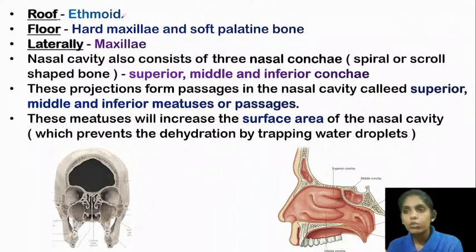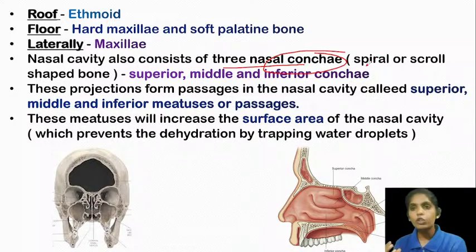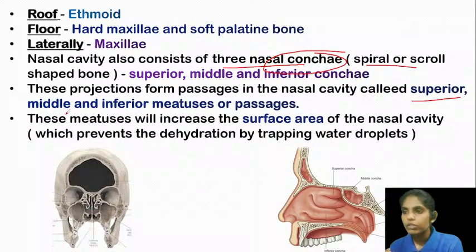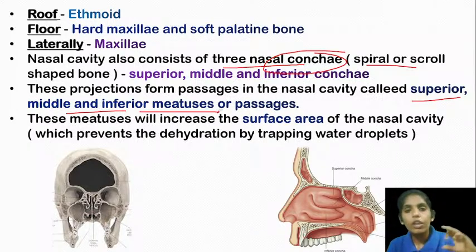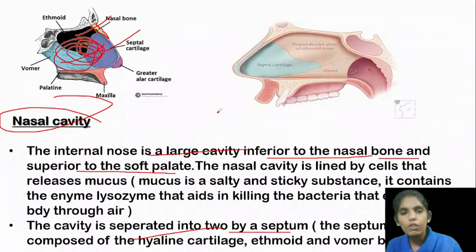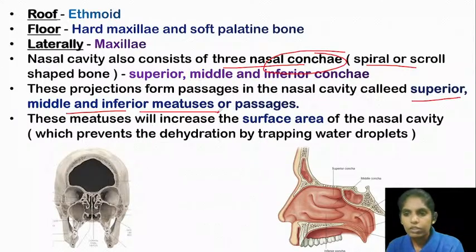Now, the nasal cavity consists of three nasal conchae. These nasal conchae are spiral-shaped bones, which will divide the nasal cavity into three different passages: the superior passage, the middle passage, and the inferior passage. They are of three types: the superior, middle, and inferior conchae. Here you can see these are the conchae, and they form three passages here.